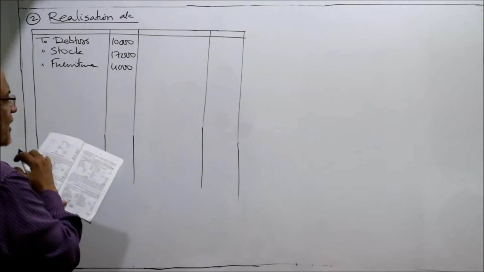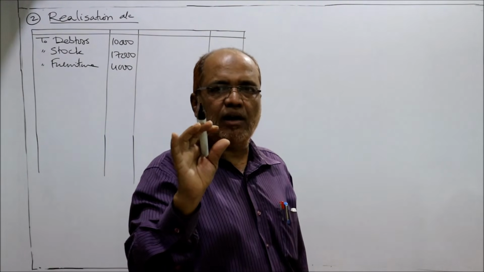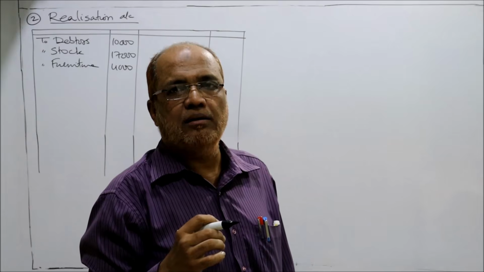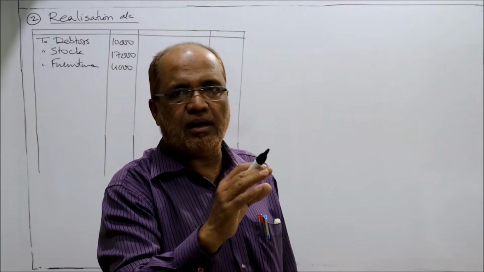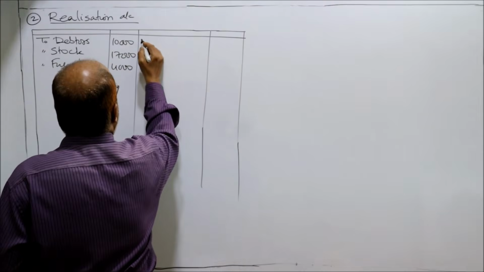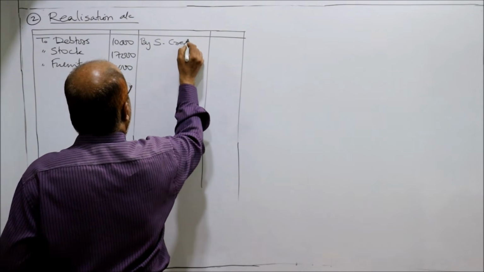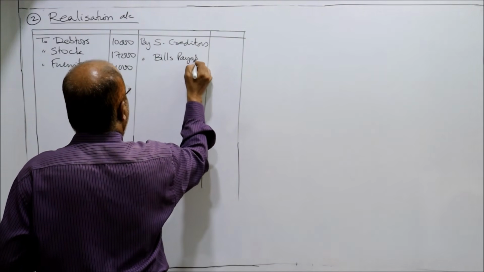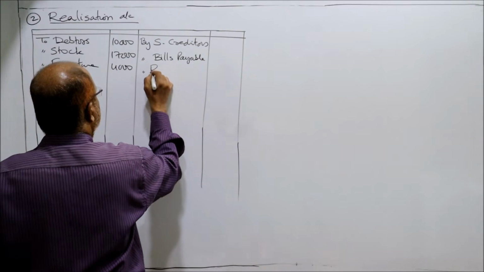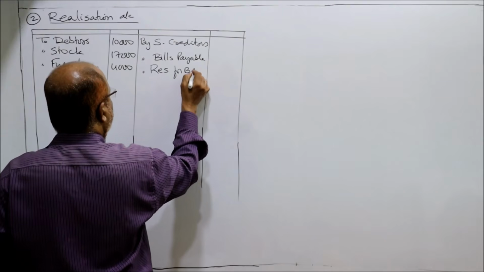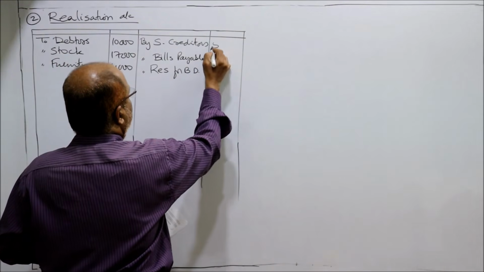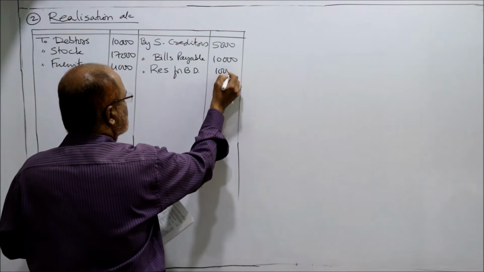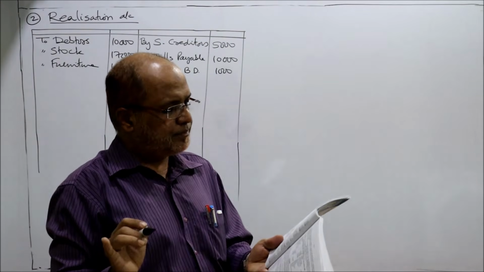Credit side we have creditors and bills payable. Second entry will be creditors account debit, bills payable account debit, provision for doubtful debts account debit to realization. Liabilities और provision को debit करेंगे, realization को credit करेंगे. तो credit side by sundry creditors, by bills payable, by reserve for bad debts. So sundry creditors are 5,000, bills payable 10,000, and reserve for doubtful debts 1,000. First two entries we have passed.